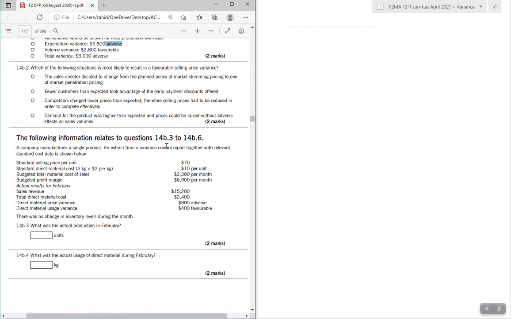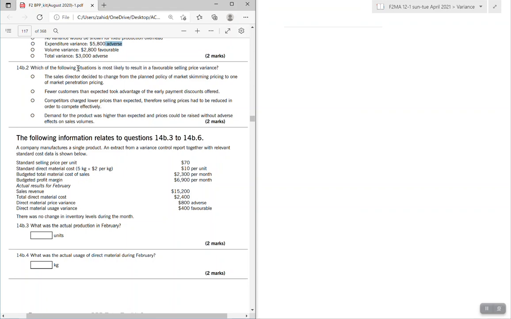Which of the following situations is most likely to result in favorable selling price variance? Favorable selling price variance means we were able to sell at a higher price. Remember, you don't only have to know what a variance is. You also need to know why variance happens. In F2 level, you don't have to know as much, but when you go to F5 level, P4 level, P5 level, you need to know that in depth.